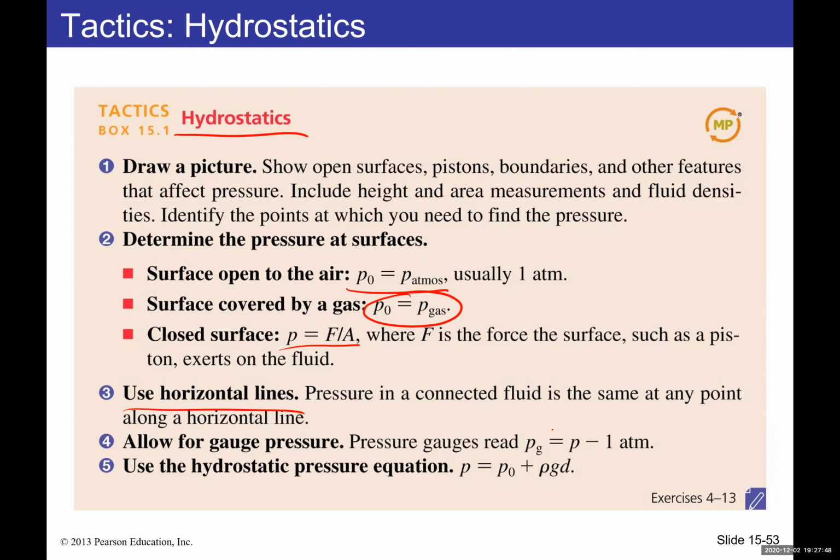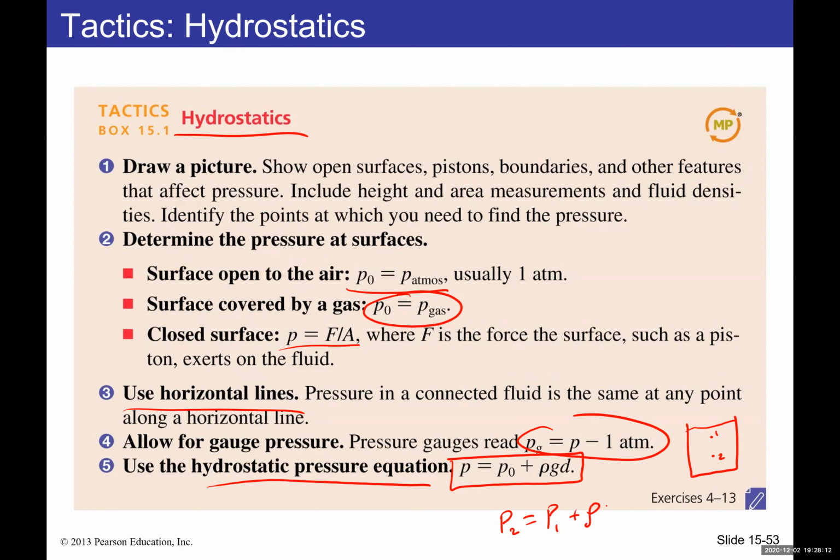And also we have the gauge pressure, which is the absolute pressure minus 1 atm. And we can use the hydrostatic pressure equation, which is basically absolute pressure equals atmospheric pressure, P0. So let's say if you have a container and any two points, point 1 and point 2, you can say the pressure at point 2 equals the pressure at point 1 plus rho g h, where h is the height difference between point 1 and point 2.